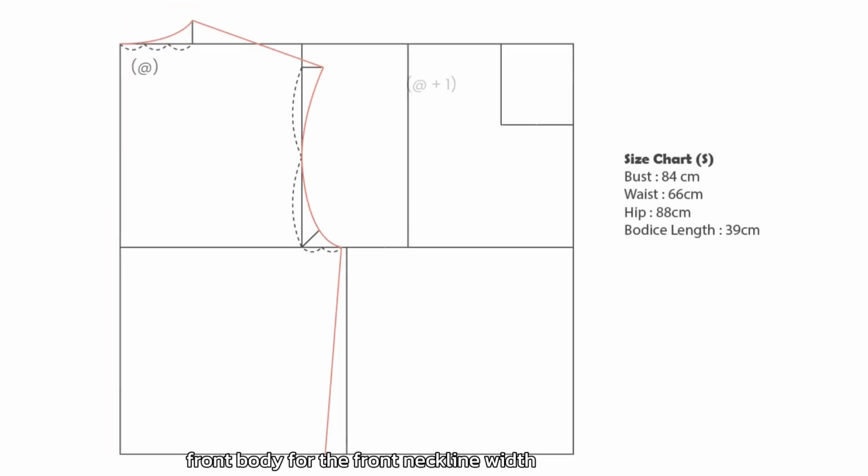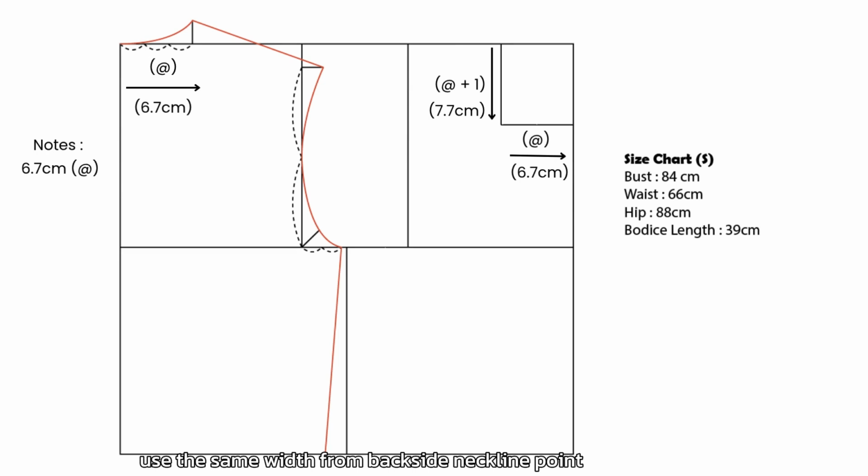Front body. For the front neckline width, use the same width as the back neckline, 6.7 cm, and extend it 1 cm downward, a total of 7.7 cm for the height of the front neckline. This is based on the back neck width. Draw a square line like the illustration.